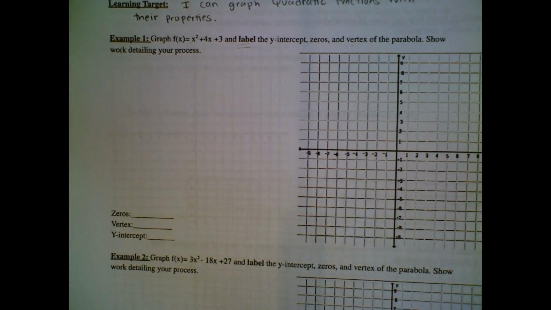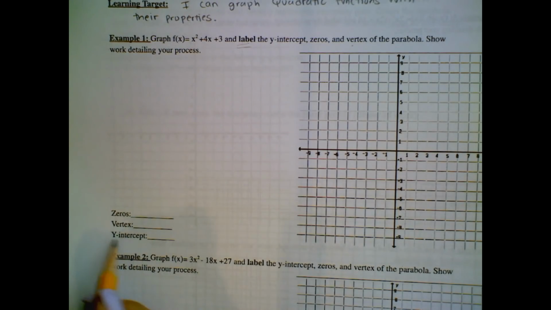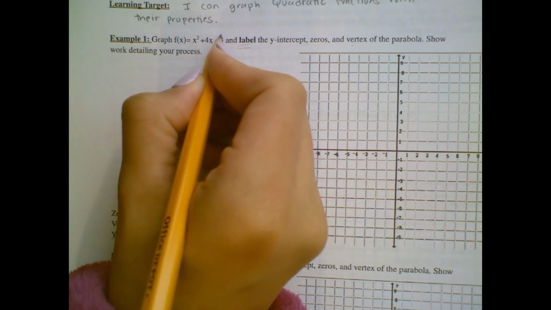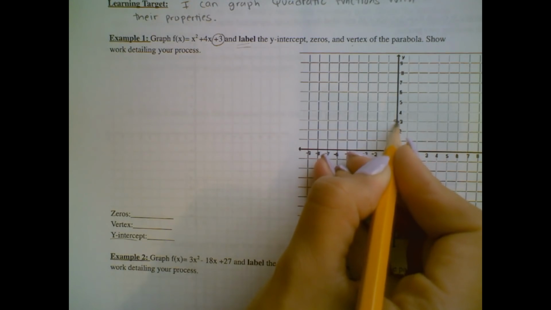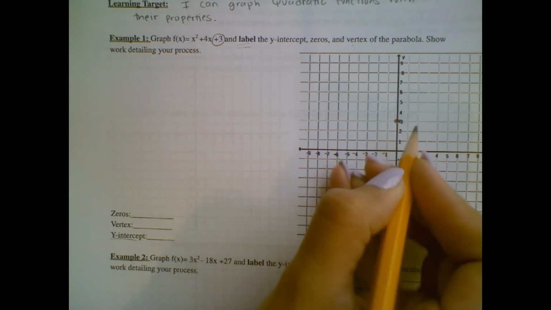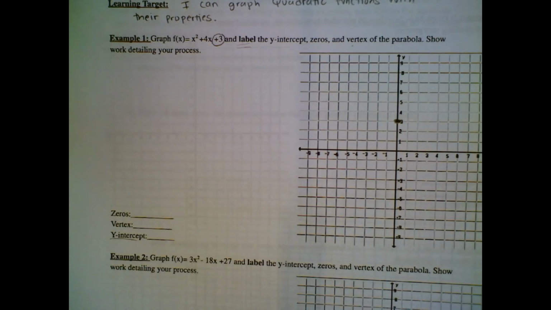So now we have this example one. I want to graph this function and I must label all these things. So x squared plus 4x plus 3. The first thing that I always do is the y-intercept because that's the easiest to find. The y-intercept is always the last number in my quadratic function, the constant, which means it's not next to any variable. So let's put a dot there at y equals 3 on the y-axis. That's my first point. So I got one thing out of the way. My y-intercept is at y equals 3.